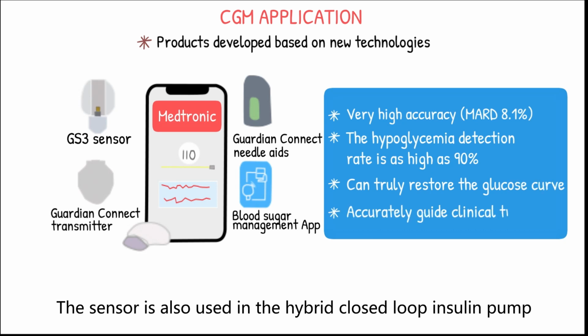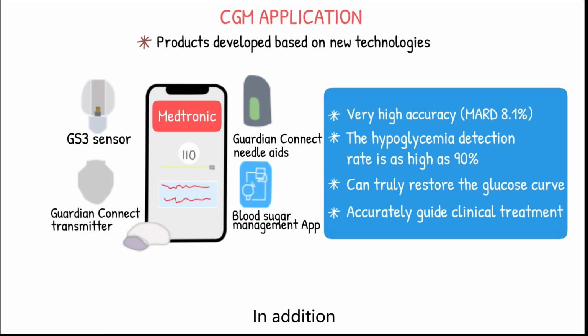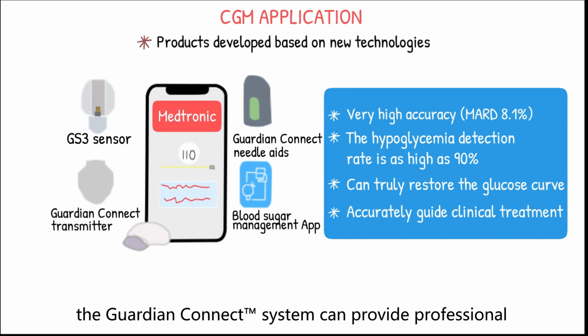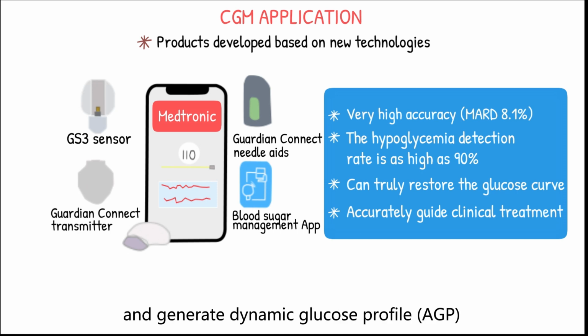treatment. The sensor is also used in the hybrid closed-loop insulin pump 670G to guide the automatic infusion of basal insulin. In addition, the Guardian Connect system can provide professional continuous glucose monitoring and analysis reports, and generate ambulatory glucose profile, or AGP, and Pentagon model reports with one click.